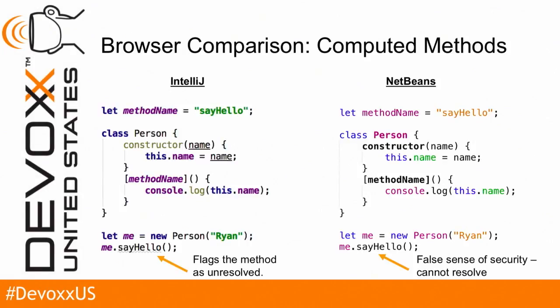Okay, so browser comparison. Let's look at some of the differences between the two browsers. In this case, I'm using some ES6 code where I'm basically dynamically defining a method name. I've specified the method name up here. Now, I'm not sure why.